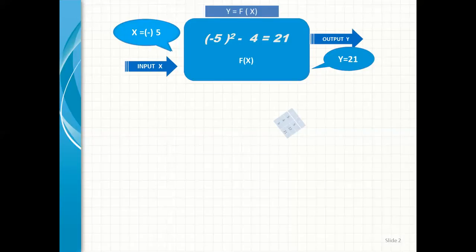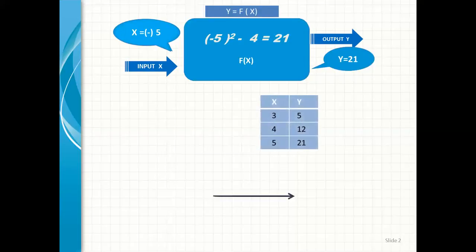Now, if I have to explain this graphically, all I do is simply take these points and draw a curve with the help of these points. For example, when x is 3, y is 5; when x is 4, y is 12; and when x is 5, y is 21. So I take these 3 points and I draw a smooth curve with that.